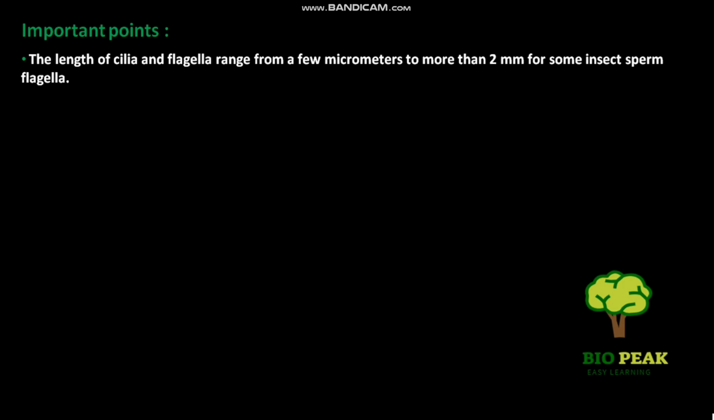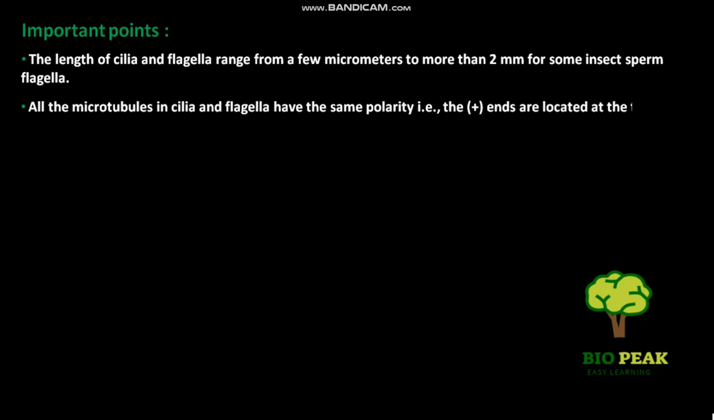Now some important points. The length of cilia and flagella range from a few micrometers to more than 2 mm for some insect sperm flagella. All the microtubules in cilia and flagella have the same polarity, that is, the plus ends are located at the tip.